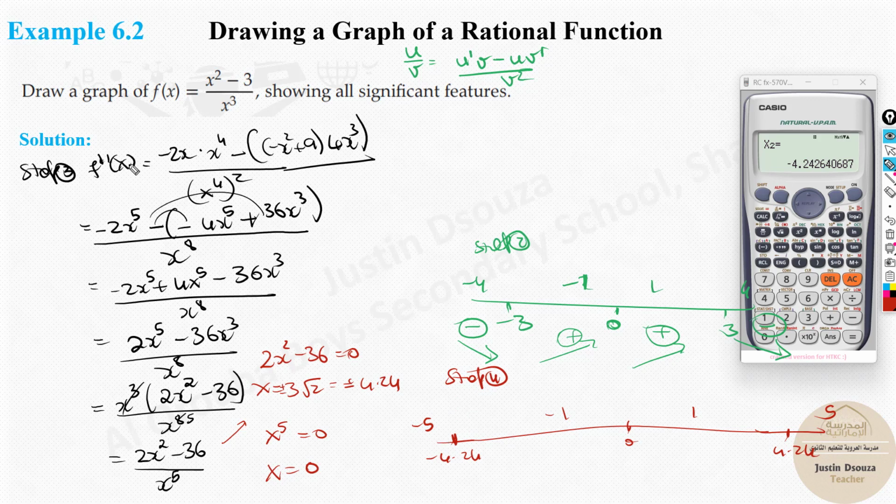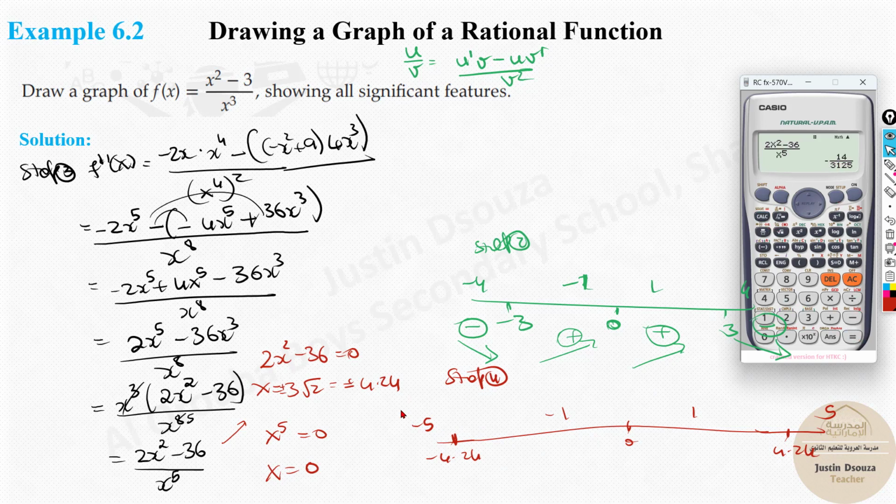Not in the first derivative, in the second derivative. Let's put the simplified second derivative. All you need to do is go to computation mode and type this as it is: 2αx squared minus 36 divided by αx to the power 5. Here, put these test values. Calculate at minus 5.